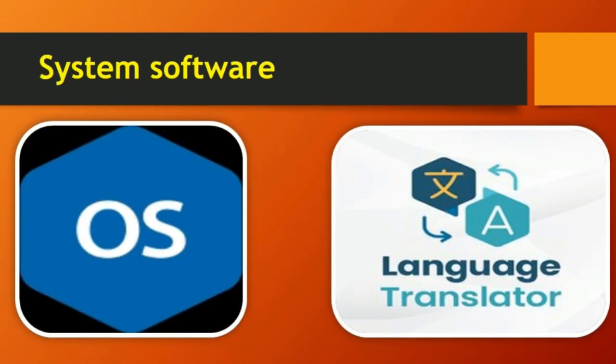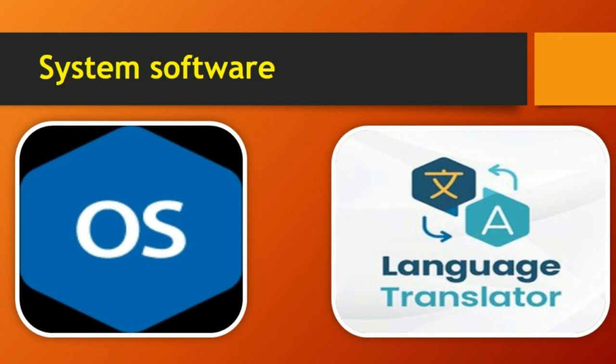System software. System software is a set of programs written in machine language. That means it can be easily written with the help of machine language, as we have seen in the first chapter. These programs are used to control the performance of the computer. We can control the performance of a computer very easily by using the system software.